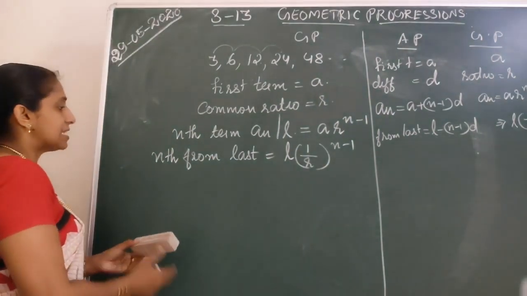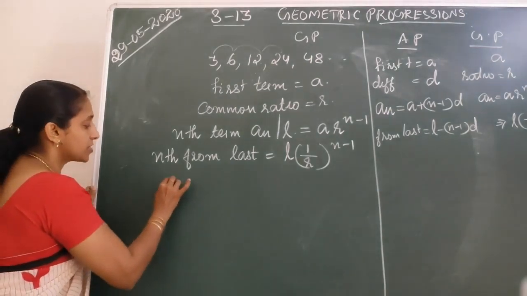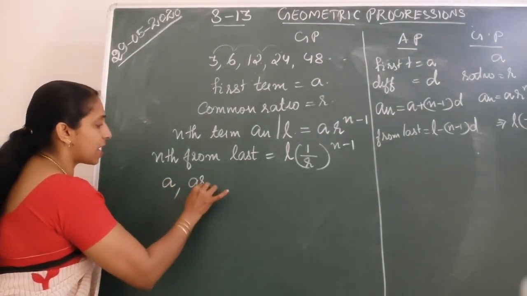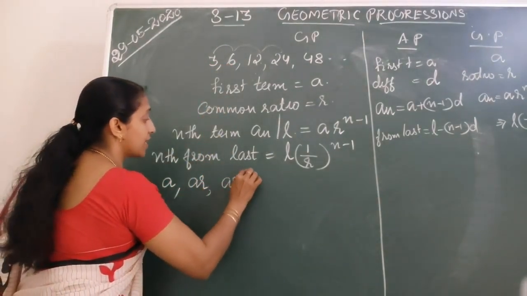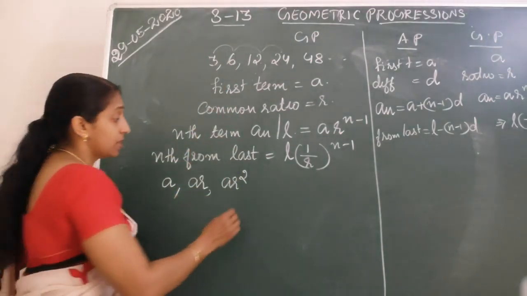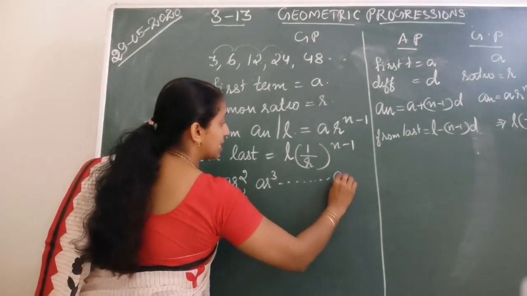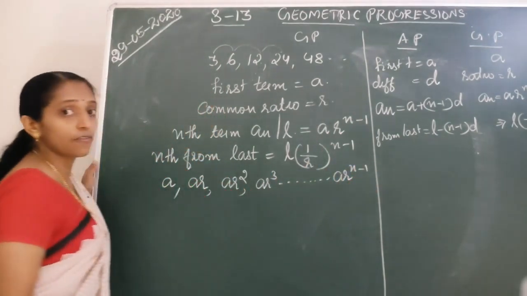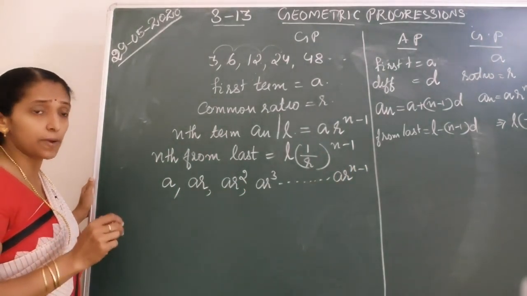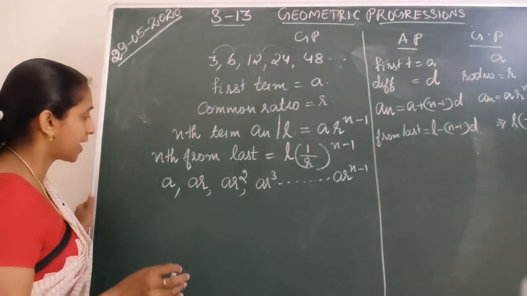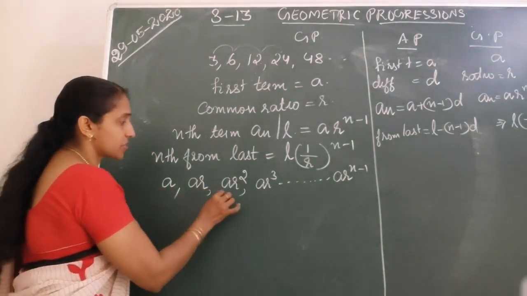Okay, so how will you form the GP? This is our first term, A. The second term will be AR, the third term will be AR square, and the fourth term will be AR cube, etc., and you are getting the nth term as AR to the power n minus 1. So this is the nth term of the GP, and this is the construction of GP.